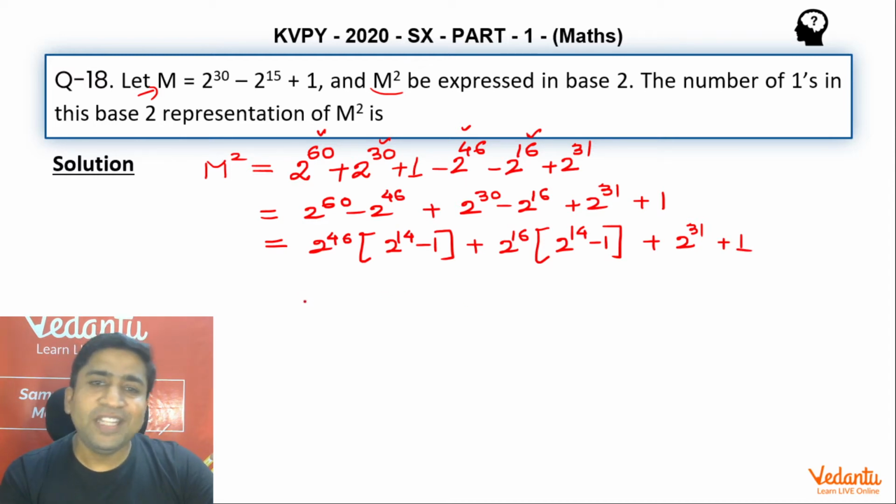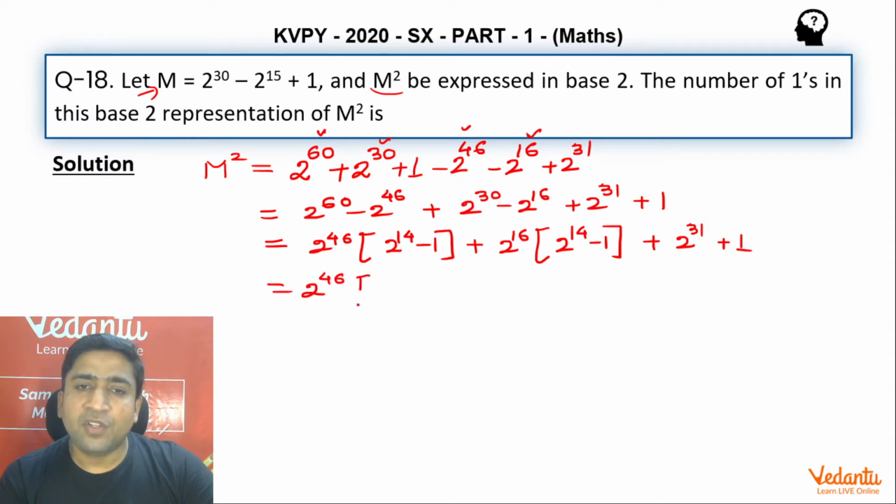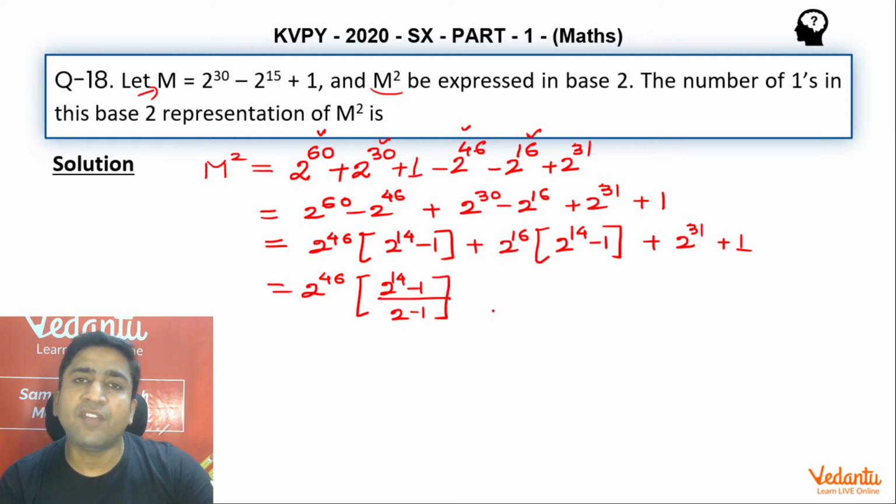Now the only thing I would like to say, I hope no one will have any problem, is that if I write 1 in the denominator, it is 1. So if I write it as 2 minus 1, I hope no one will have any issues. Similarly, I'll do it in the second pair, second component also: 2 to the power 14 minus 1 upon 2 minus 1.